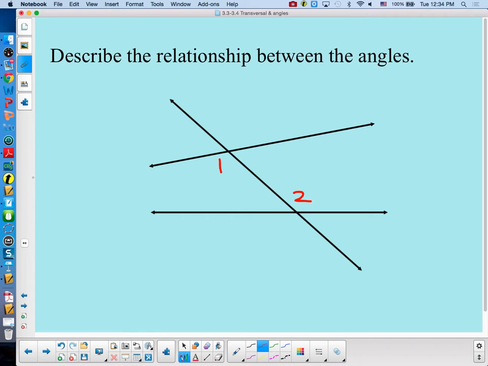Show me. Which one? The second one, alternate interior angles. Yes, that was correct. I think everybody that I saw got that one right. Okay, a 1 and a 2.